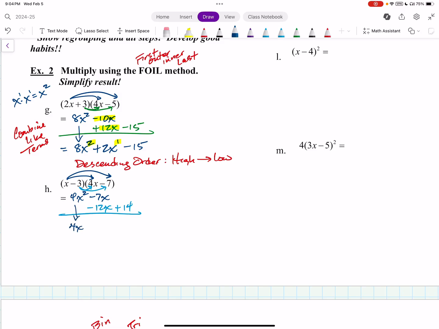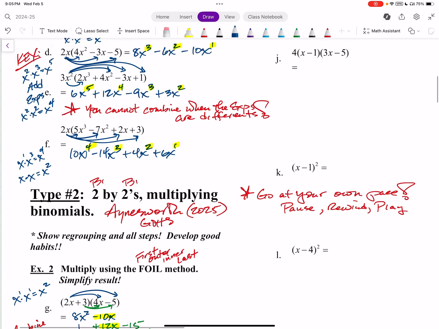So I'm going to bring down the 4x squared, and then a minus 7x and a minus 12x. If you're subtracting 7x's and you're subtracting 12 more x's, you're subtracting 19 x's in total. And then you have this constant here, plus 14. And again, you can't combine like terms here because the degrees are different, and you can't add terms with different exponents.